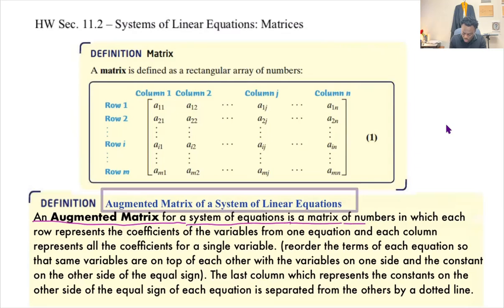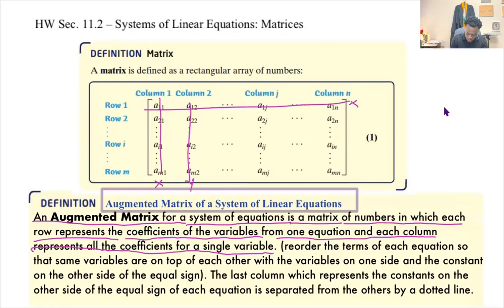is a matrix of numbers in which each row represents the coefficients of all of the variables from one equation, and each column represents all the coefficients for a single variable. So say, for example, this is the coefficients for all the x's. This will be the coefficients for all the y's, and so on. And this will be all the coefficients for equation number one, and so on for number two. So in a column, you have numbers that represent the coefficients for a single variable, and in a row, you have the coefficients for one equation.